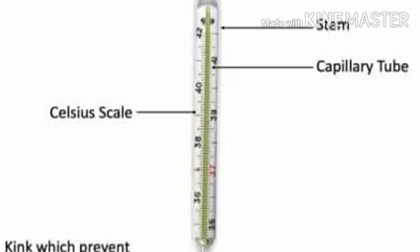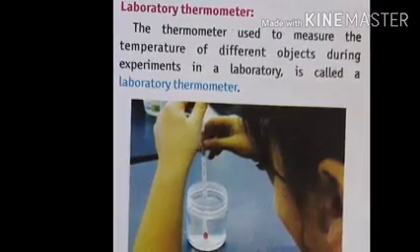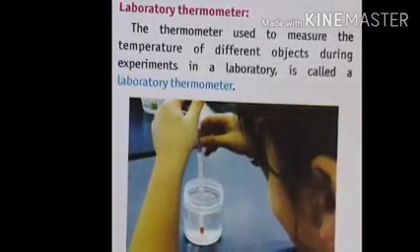The clinical thermometer is designed to measure the temperature of the human body only. The temperature of the human body normally does not go below 35 degrees centigrade or above 42 degrees centigrade. That is the reason this thermometer has a range of 35 to 42 degrees centigrade. So how can we measure other high temperature materials? For that we have one more thermometer, the laboratory thermometer.